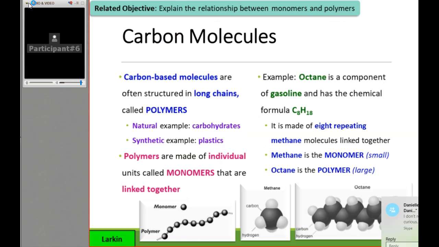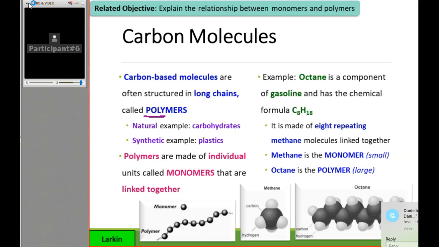That's amazing. All right, so carbon-based molecules are oftentimes structured in very long chains, and these very long chains are called polymers. Now, does anybody know in the chat box, what does the prefix poly mean? Can anyone think of that in the chat box? If not, I can give you a hint. It actually does not mean one.